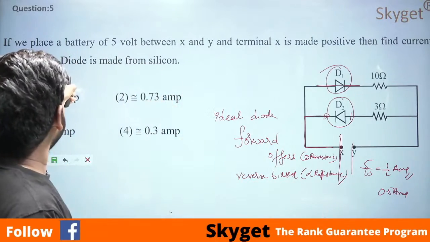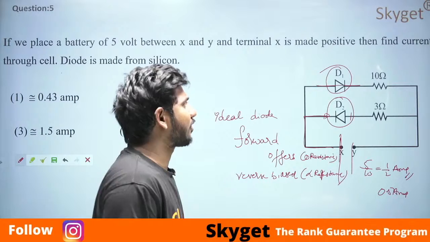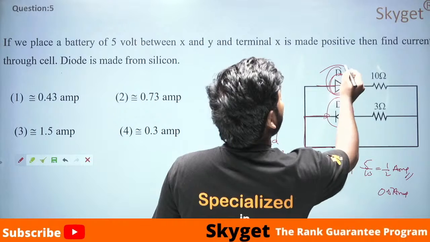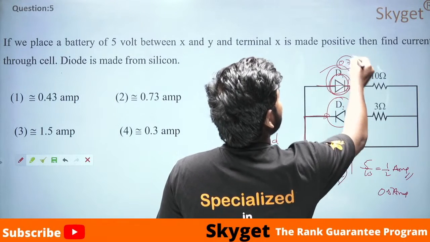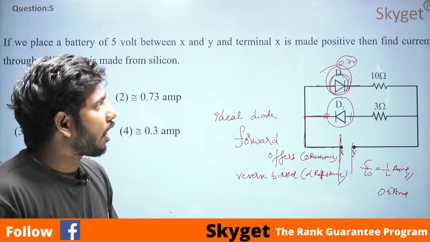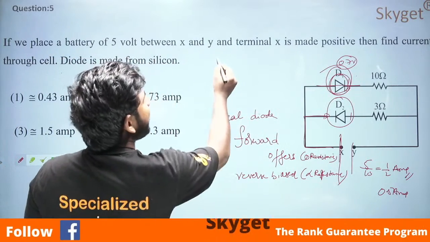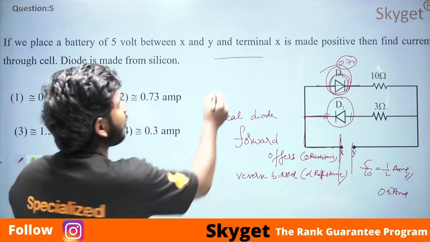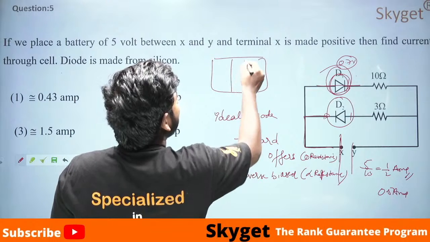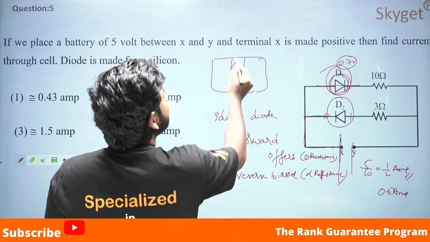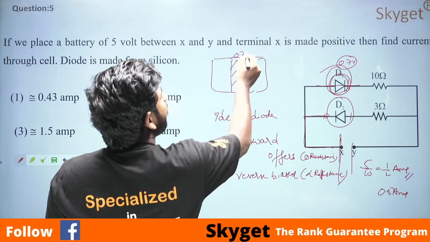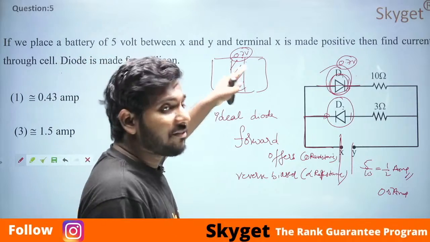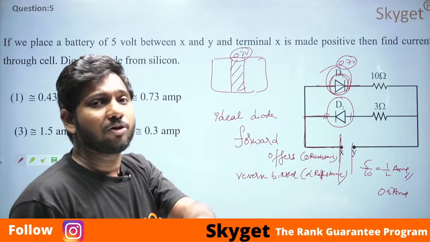But here the diode is made from silicon. If it is made from silicon, students, it will have an energy gap of 0.7 volts. It offers a potential difference of 0.7 volts, because you might have studied that for a silicon PN diode, the potential difference across this energy gap will be 0.7 volts per silicon diode, students. So for every diode it will vary. For germanium it will be around 0.3.